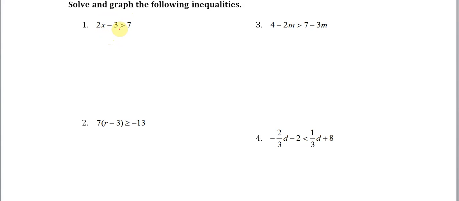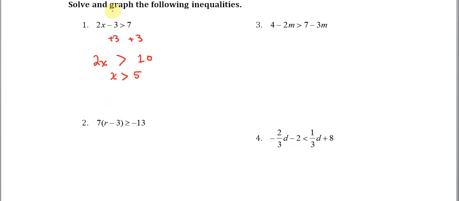2x minus 3 is greater than 7, and we want to isolate x, so we're going to add 3 to both sides. And this gives us 2x is greater than 10. And then we can divide both sides by 2, and x then must be greater than 5, all right?